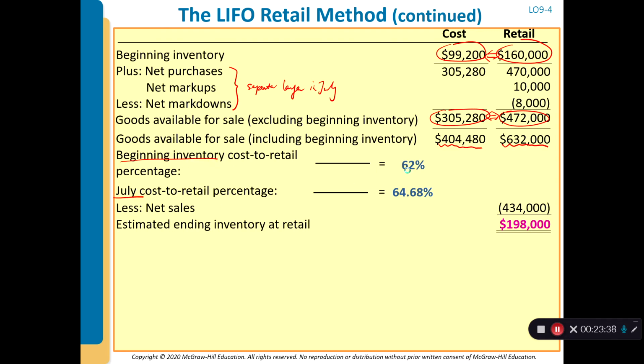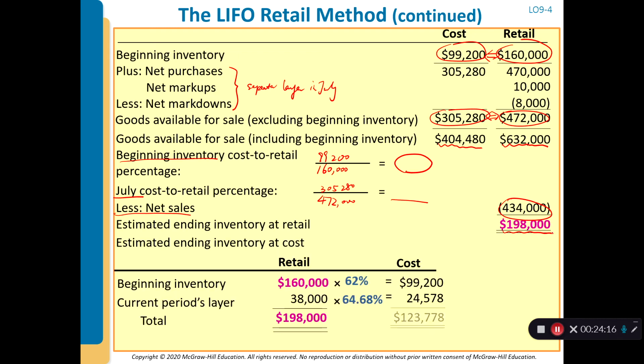We get the relationship between the beginning inventory cost and retail: 99,200 divided by 160,000, which is 62%. If we consider July's purchases only, we use 305,280 divided by 472,000, which is 64.68%. Then if we subtract the net sales of 434,000, we still get 198,000 at retail for ending inventory. However, we consider this ending inventory as two layers because it's big.